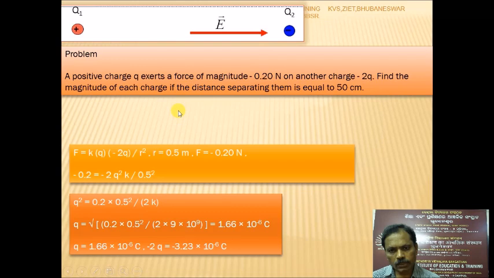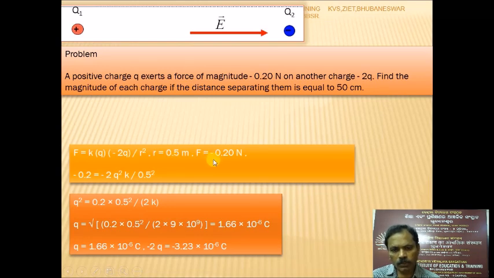So the question is asked to find the magnitude of each charge if the distance separating them is 50 centimeter. For this one, first write the formula. Force is equal to k Q1 Q2 by R square, the first charge Q, the second charge minus 2Q. That is Q square, Q1 Q2 by R square. Substituting in that formula, R is equal to 0.5 meter.